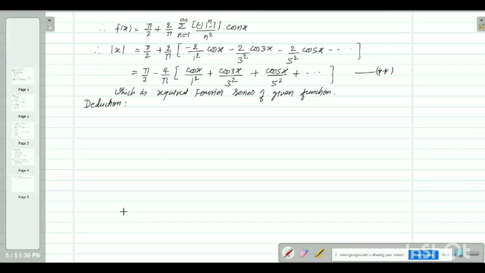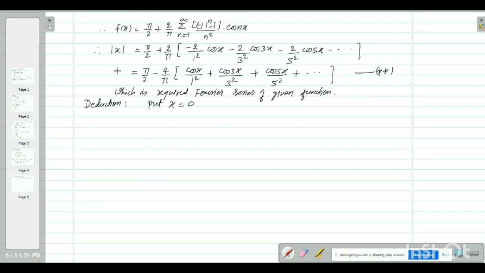So for that, what I have to do? If I put here x equal to 0, cos 0 is 1. We will get 1 upon 1 square plus 1 upon 3 square plus 1 upon 5 square and so on. So just put x equal to 0.